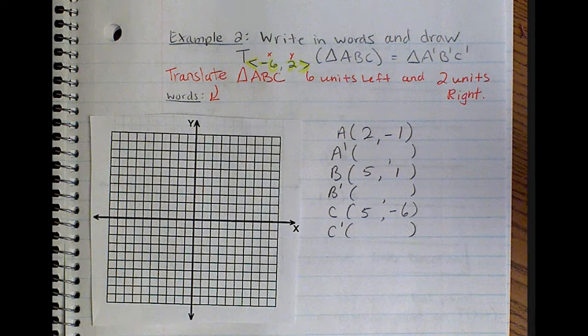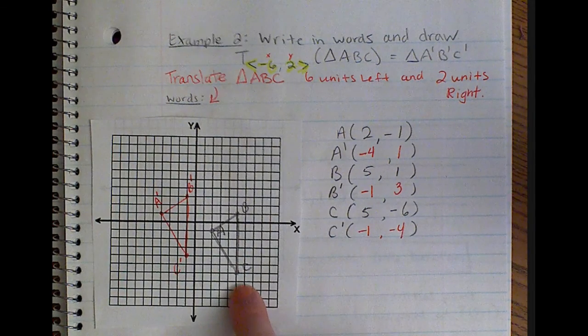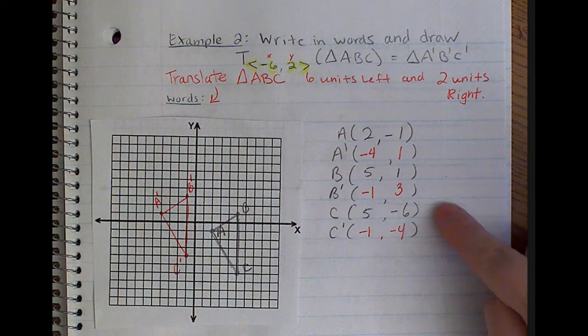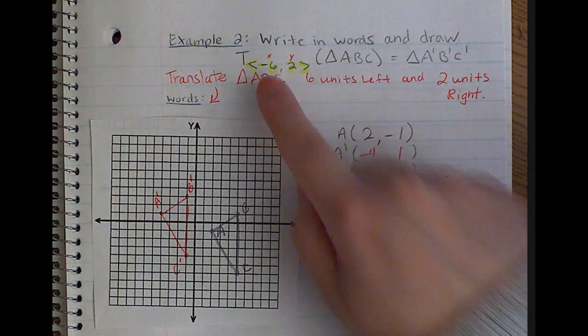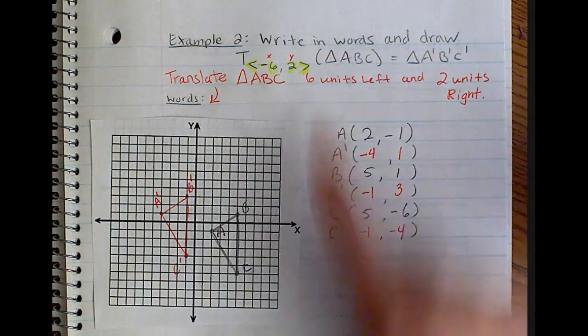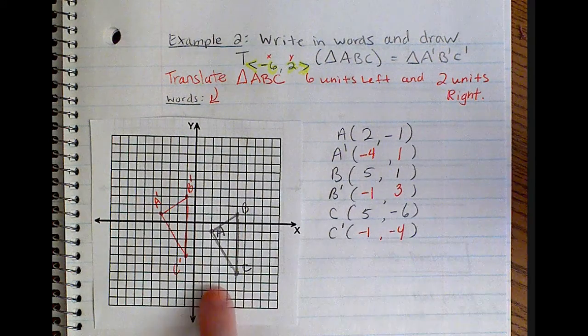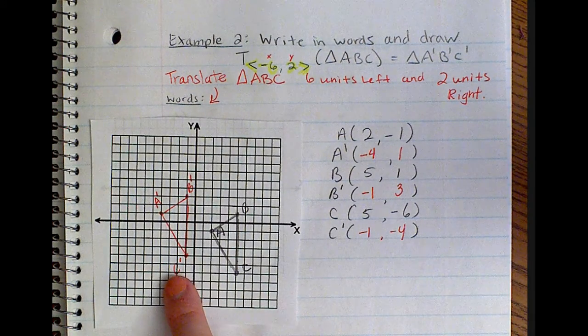So I gave you the coordinates A, B, and C. See if you can plot them and then figure out where the coordinates for our image would be, and then you can resume the video and see if you got it correct. Okay, so here's where our pre-image started, and you can see the coordinates that I've recorded over here by subtracting 6 from each of my X coordinates and then adding 2 to each of my Y coordinates. And so this is what my final image would look like in the red here.